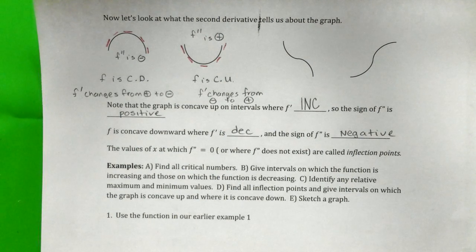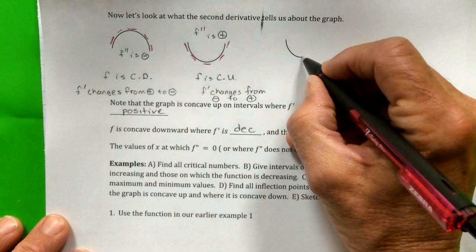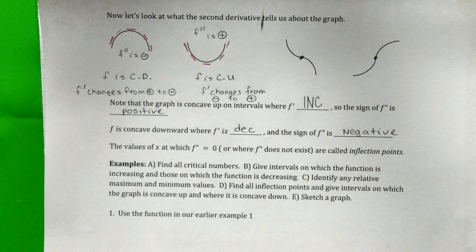Okay? So in the next two pictures, I've got an inflection point right here. If that were a wire, the point that feels the stress where it changes from concavity is the inflection point. And what those pictures are supposed to show you is the concavity doesn't tell you where the graph is increasing or decreasing, only where it's concave up or down.